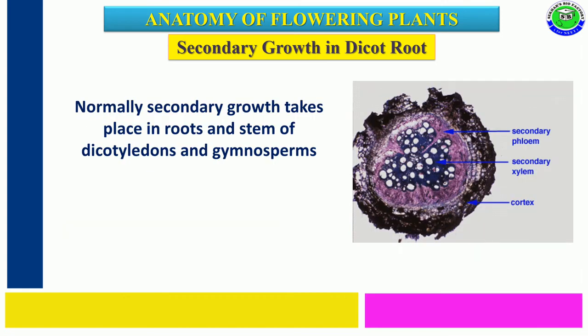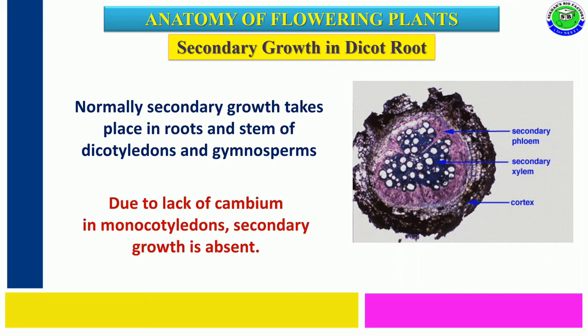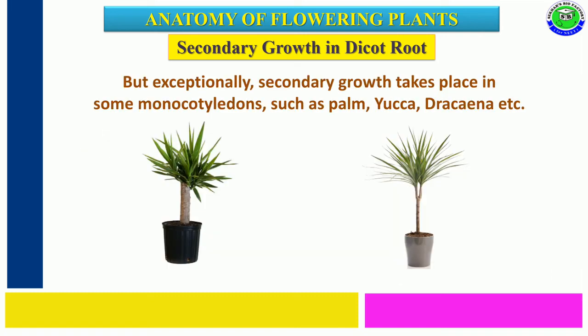Normally, secondary growth takes place in the root and also in the stem of dicotyledon plants. Not only in dicotyledons, it is seen in gymnospermic plants also. Due to lack of cambium in monocotyledons, secondary growth is completely absent. But exceptionally, secondary growth takes place in some monocotyledon plants like palm, yucca, and Dracaena.